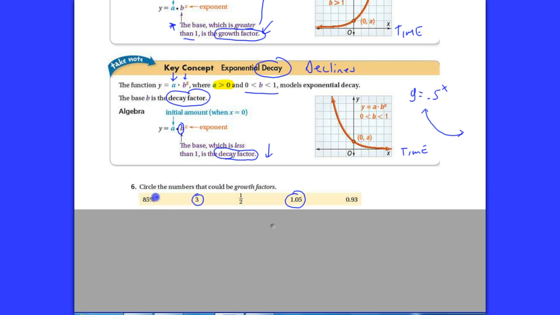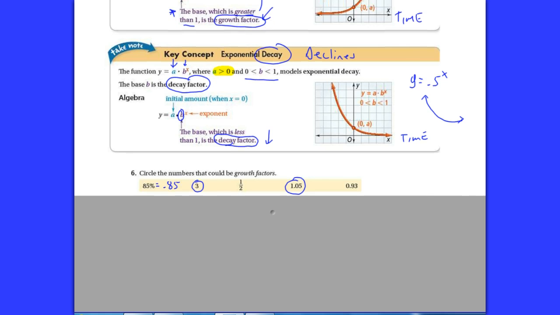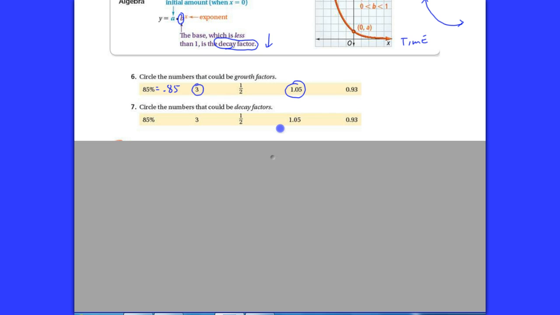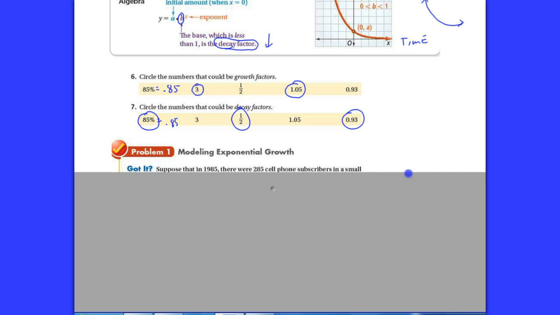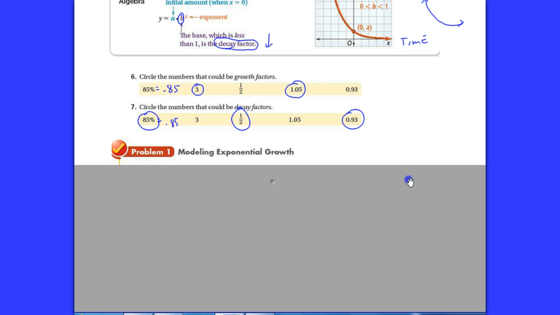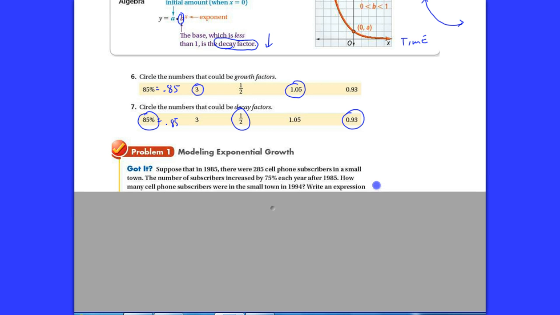Why didn't I circle 85%? Well, 85% is actually equal to 0.85 when we apply it, so that's actually less than 1. We would need something greater than 100% if we were taking the value as a percentage. And then if I'm going to circle decay factors, then we will circle the ones that are less than 1. So the first one, the third one, and the last one are all values that could be decay factors.